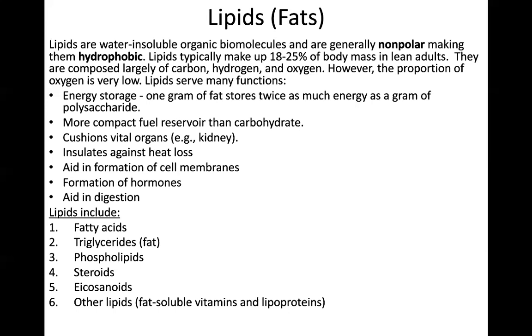Lipids typically make up 18 to 25% of the body mass in lean adults. Obviously, the key phrase there is lean adults. Unfortunately, many Americans are not lean, and so their body mass is made up of more fats. Fats themselves, or lipids, are composed of carbon, hydrogen, oxygen, but there's very little oxygen.